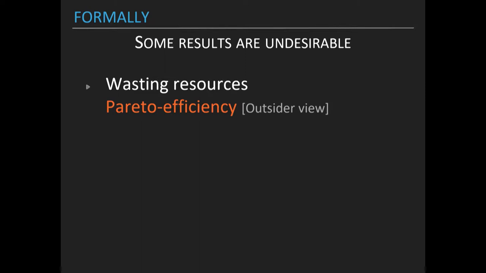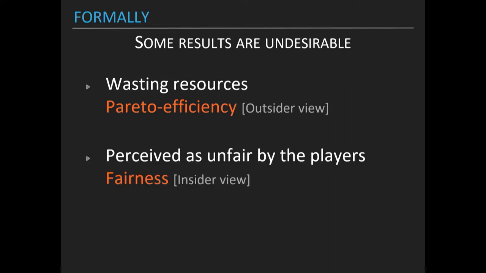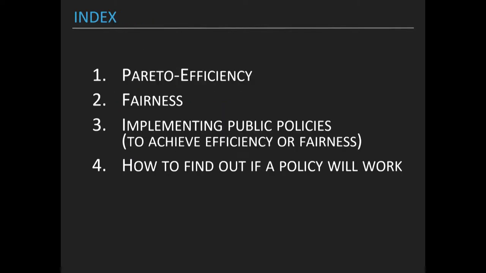Okay, so if we want to get more formal about these issues, the possibility of wasting resources is this concept of Pareto efficiency. The concept of fairness is more of an insider view, and sometimes wasting resources, this efficiency, and this fairness are in conflict, and sometimes they are aligned together and go in the same direction. Okay? So what is this chapter about? That's kind of the introduction to say what this chapter is about.